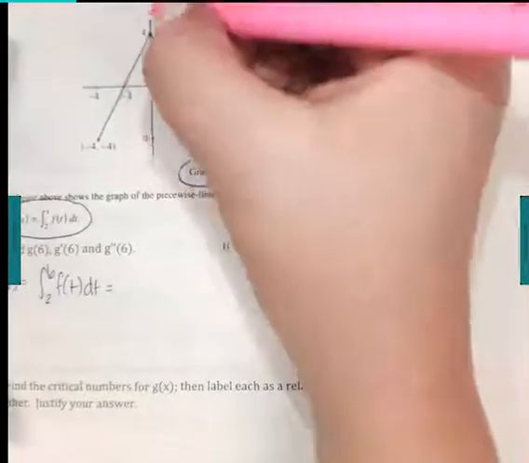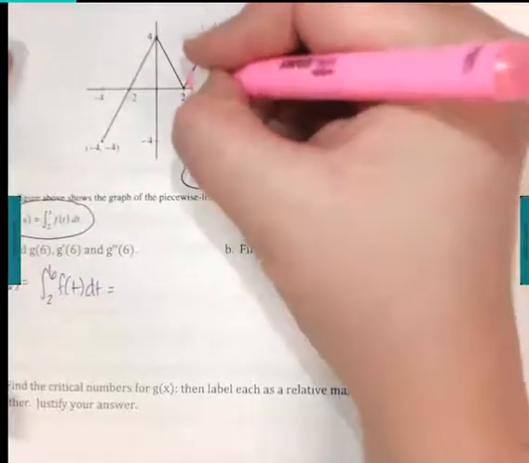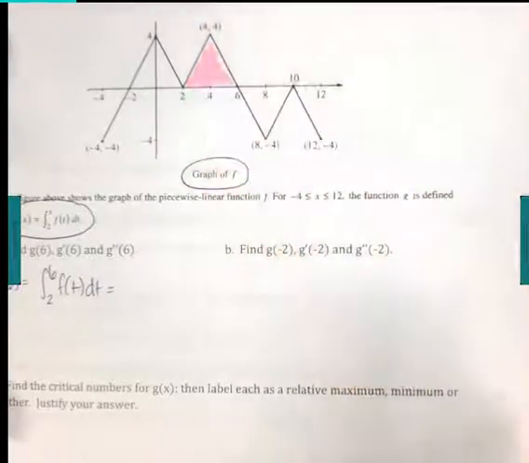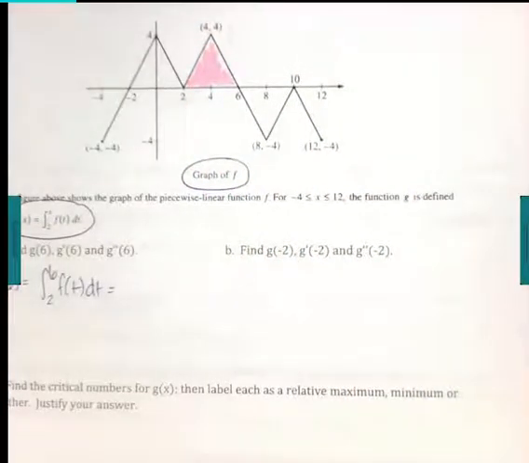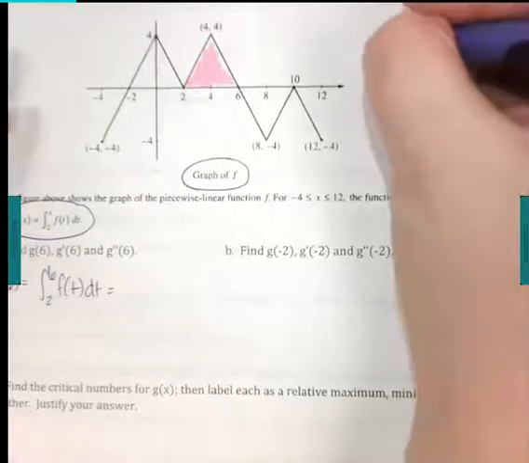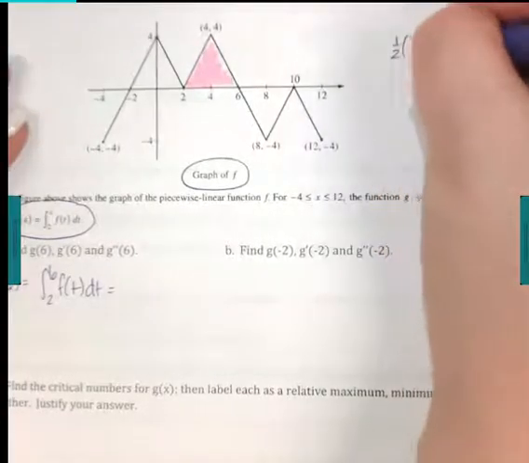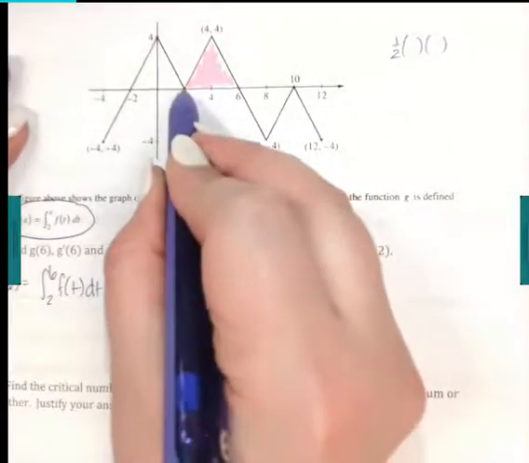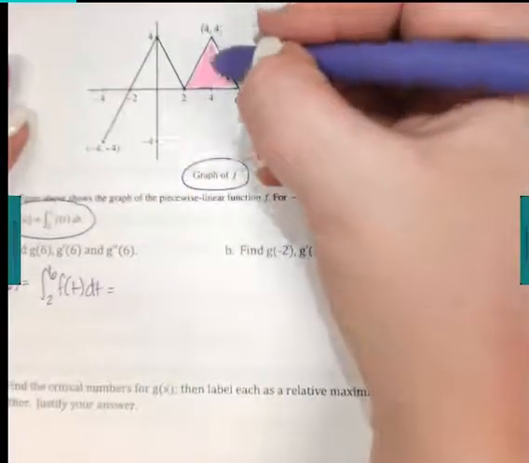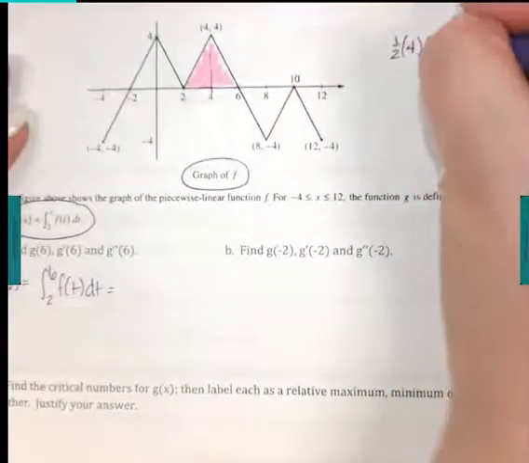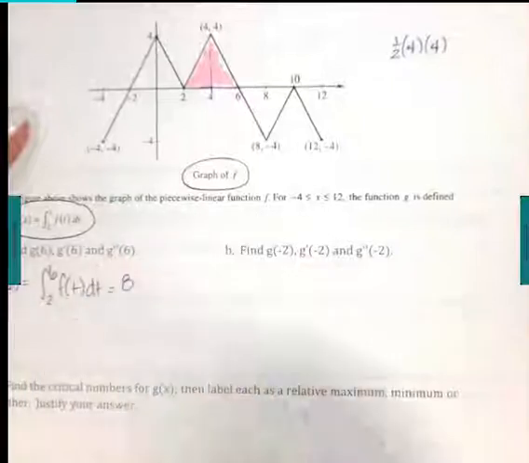So 2 is here, 6 is here. I've shaded this lovely triangle. How do I find its area? Base is 6. Okay, 1/2 base times height. How long is the base? 4. How long is the height? 4. So 1/2 times 4 times 4 is 8.